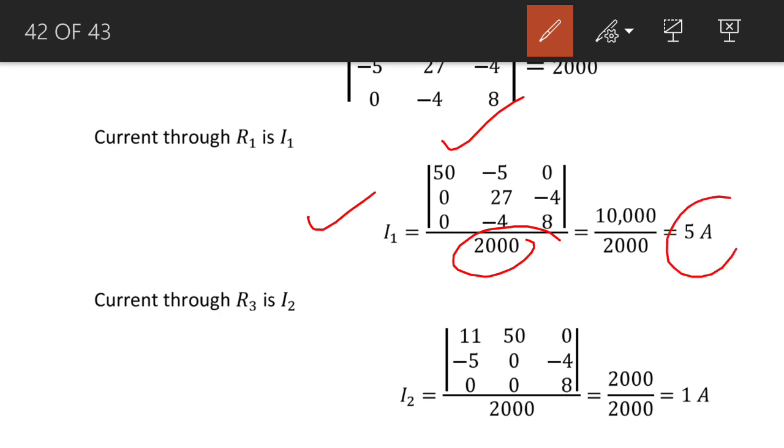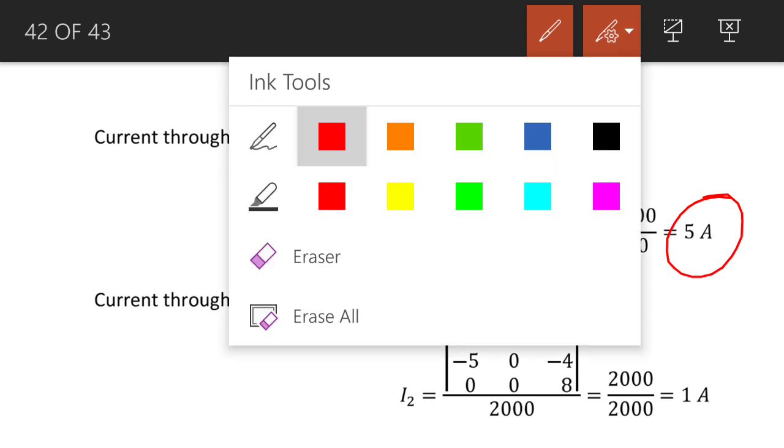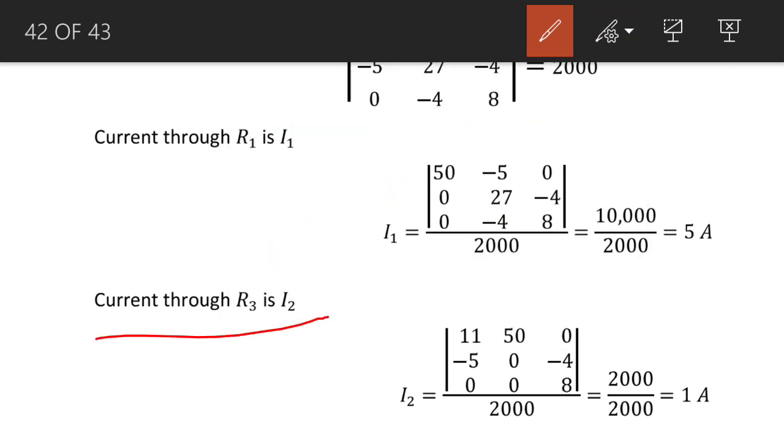So there is a current of 5 ampere through this resistor R1. Then we find out the current through the resistor R3, that is I2. For the current I2, we replace the second column of the R matrix by E1, E2 and E3. The first column and the third column remain unchanged. We divide this determinant by the determinant of the R matrix, that is 2000. So there is a current of 1 ampere through this particular resistor.